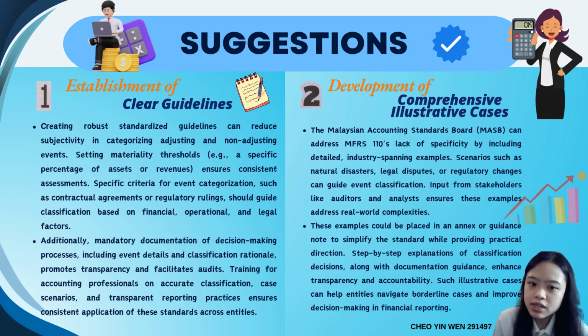In addition, clear criteria for event timing and financial impact should be established. Events directly tied to existing conditions such as contractual obligations or regulatory rulings should meet defined financial obligation and legal criteria for classification. Furthermore, standardized documentation requirements should be enforced, requiring a detailed record of the decision-making process. The event description and the rationale for classification are also needed. Transparent documentation enhances verification by auditors and regulators.